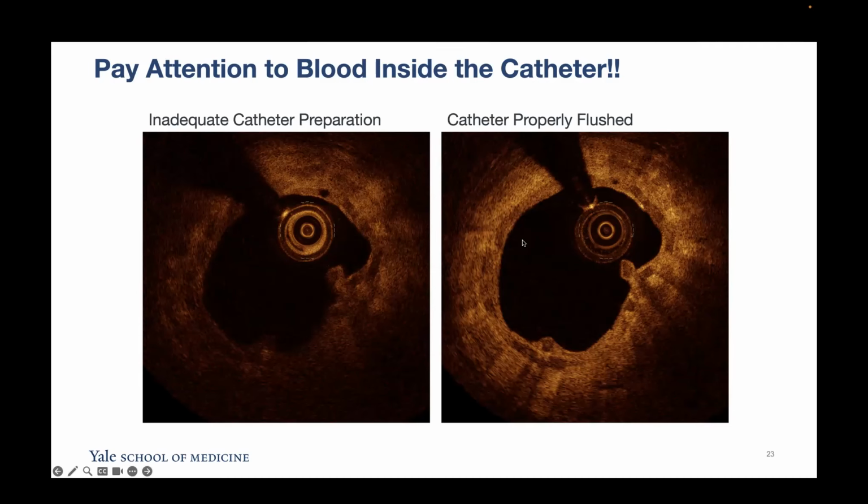After flushing the catheter with 10 cc of contrast, we managed to get this clear image, full of details, and crisp. So just be mindful of catheter preparation with the Abbott system when you use it, flush the catheter, and make sure that you have your core free of blood. It has to be dark like this.